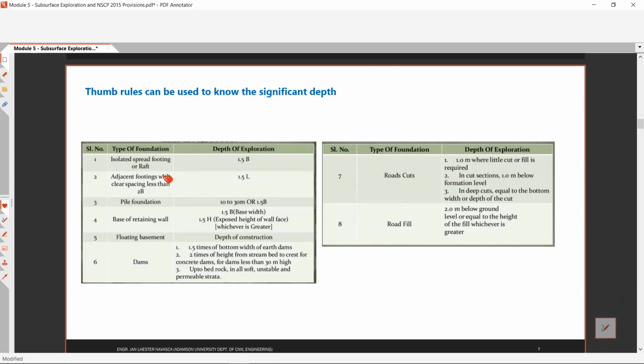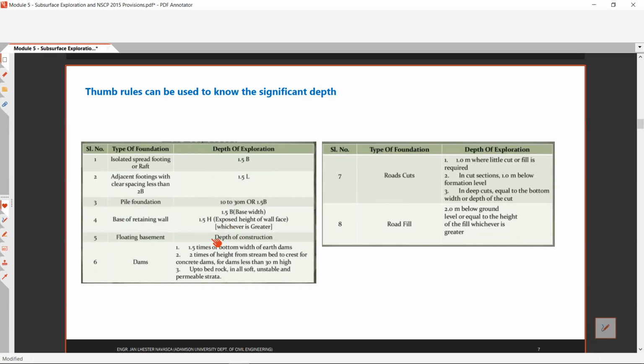So let's say for this one, we have this isolated footing. We have this 1.5B. Adjacent footing with clear spacing less than 2B, we have this 1.5L. Okay. So for pile foundations, typically we have 10 meters to 30 meters depending on the length of the piles, based on the design. Or they can use the 1.5B. Okay, then based on retaining wall, they can also use 1.5B or 1.5H. Exposed height of the wall face.